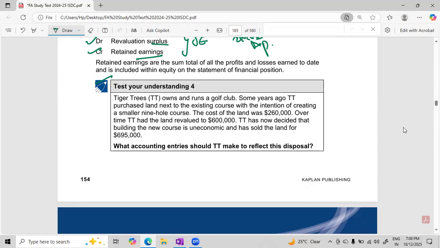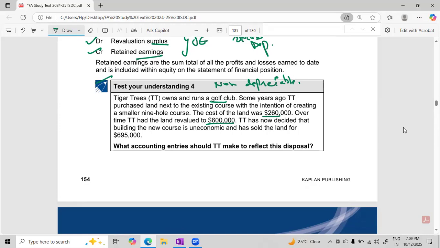Okay. Tiger Trees owns and runs a golf club. Some years ago, TT purchased land next to the existing course with the intention of creating a smaller 9-hole course. The cost of the land was 2,60,000. Over time, TT had revalued it to 6 lakhs. Because this is land, it is non-depreciable. That's why they have not given any information related to the useful life or the depreciation charge.